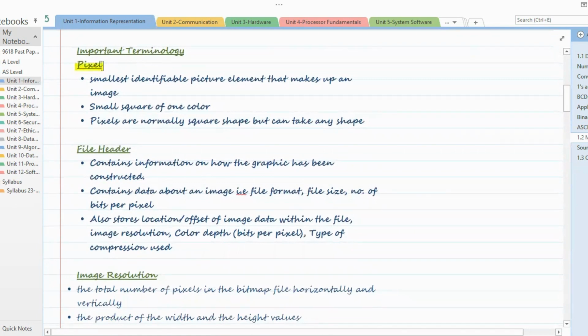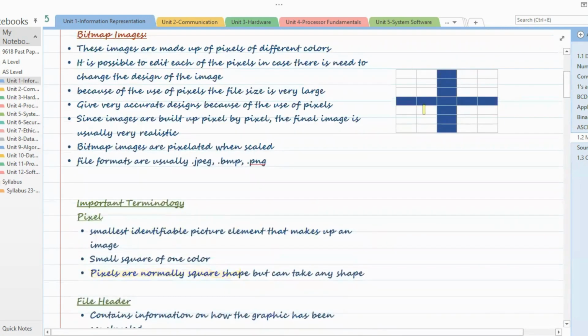So the first thing is pixel. What is a pixel? Pixel stands for picture element, right? It is the smallest identifiable element that makes up an image, and we can give it any color. Each pixel will have its own color, and then the image is generated accordingly. Normally, pixels are square shaped. However, they can take any shape, right?